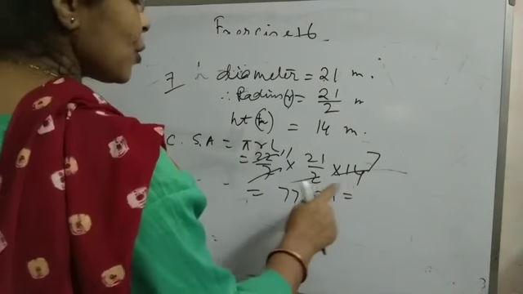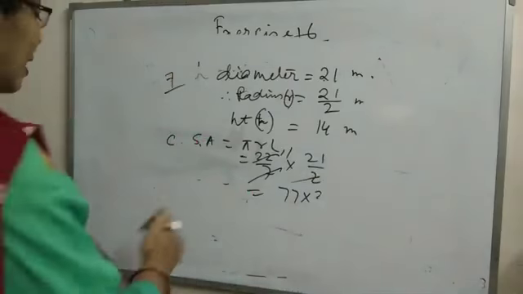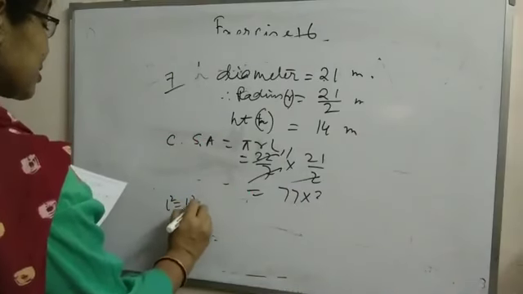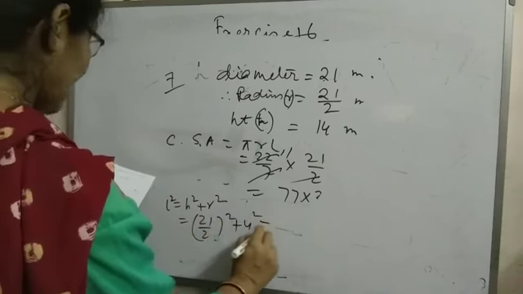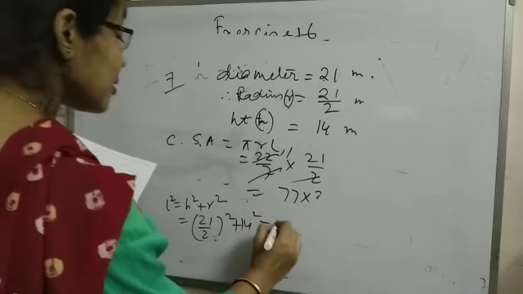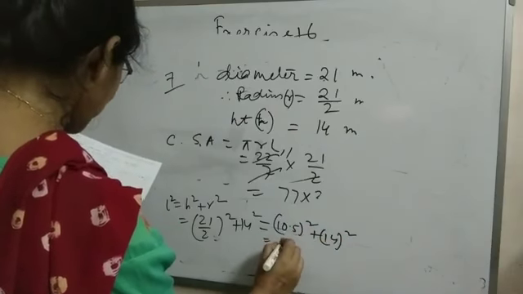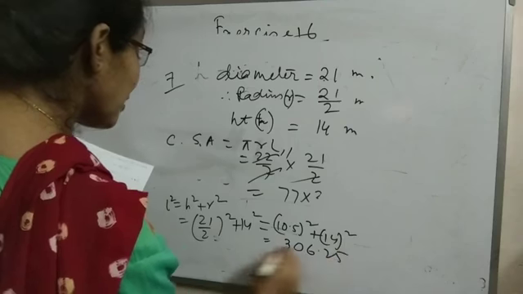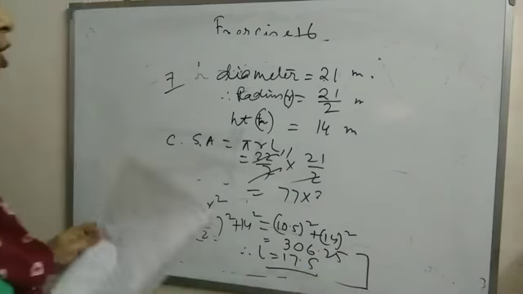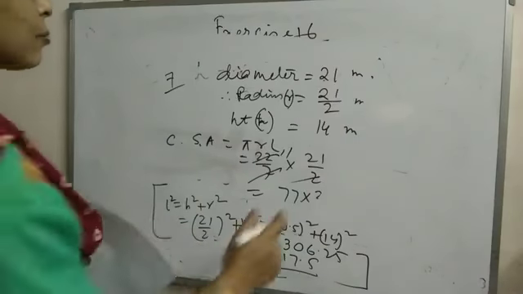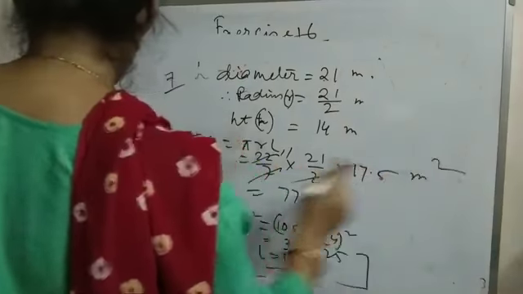Sorry, πrl. I don't know about l. I know l² equal to h² plus r². This is equal to 21 by 2 whole square plus 14². This is equal to 10.5² plus 14². This is equal to 306.25. Therefore l equal to 17.5. After calculation I can write l equal to 17.5. This is meter square.